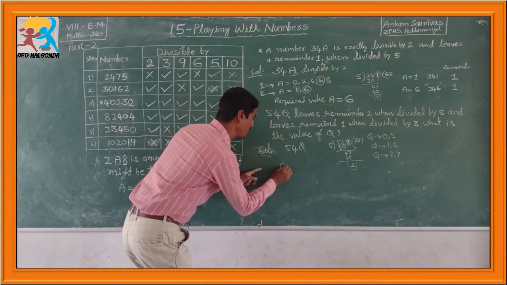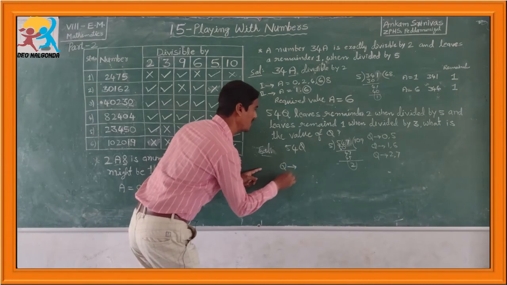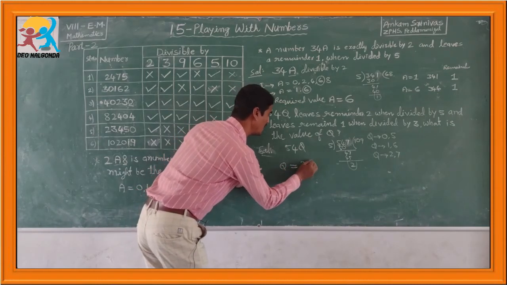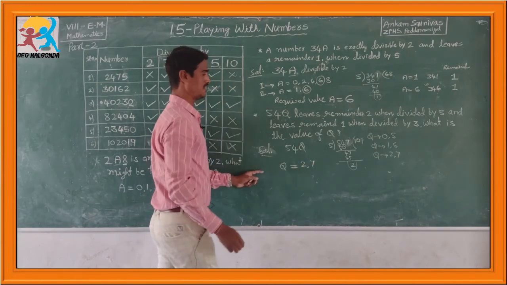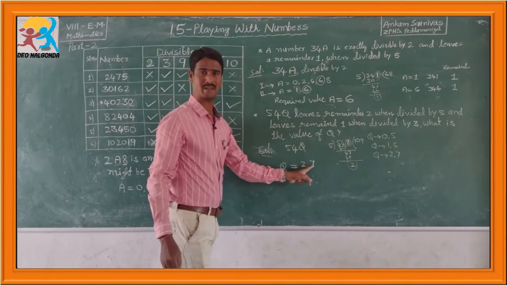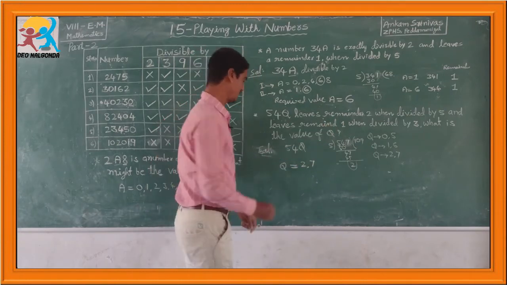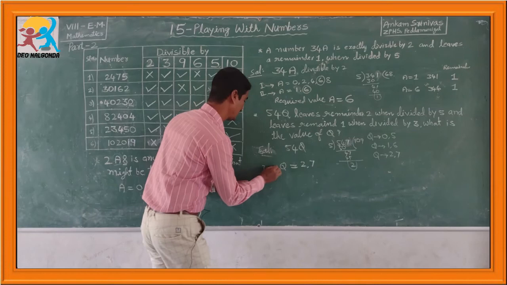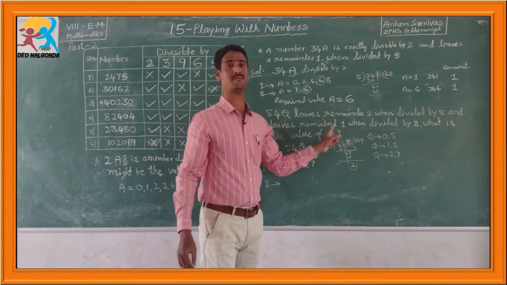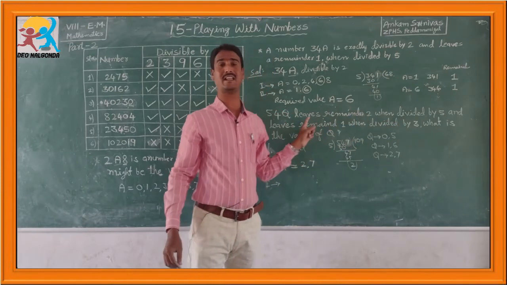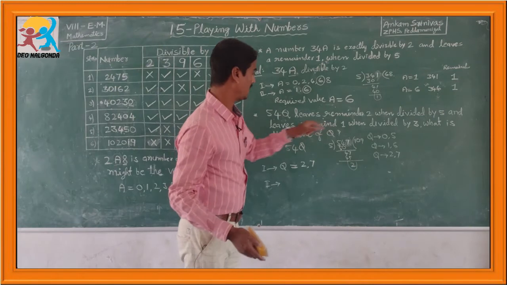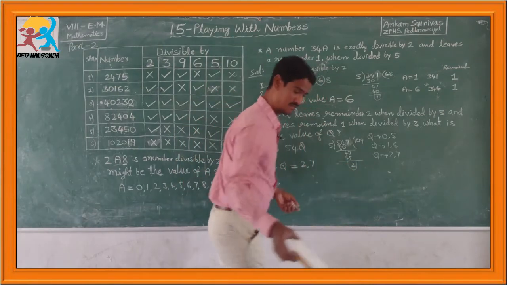So Q may be 2 or 7. If I take Q as 2 or 7, the remainder will be 2 only. This is the first condition. What is the second condition? The second condition is when the given number is divided by 3, the remainder is 1. So go to the next one.